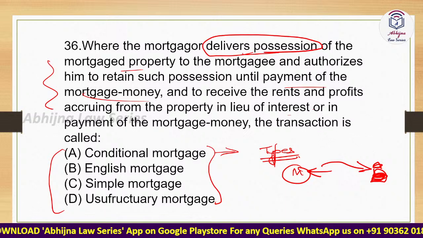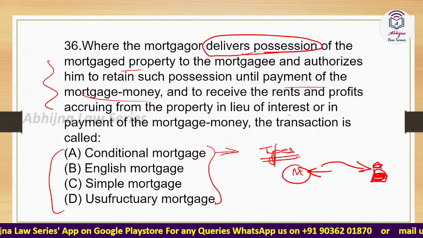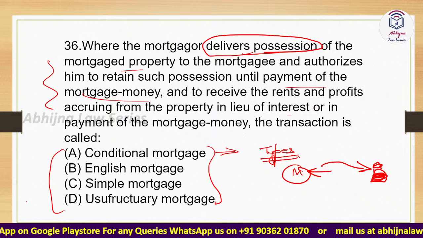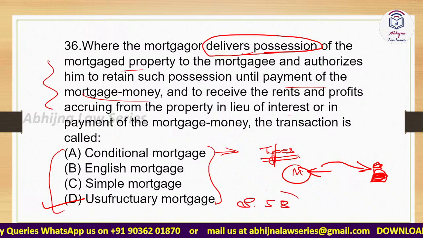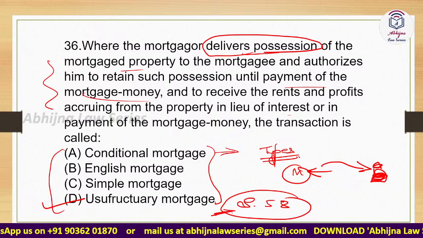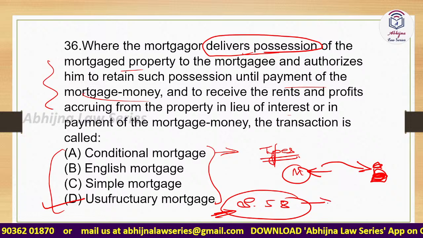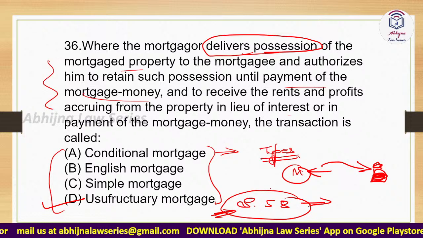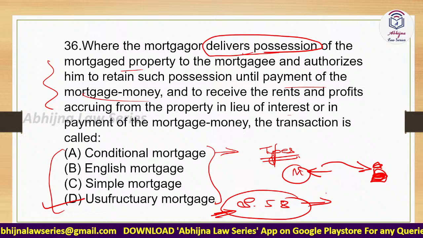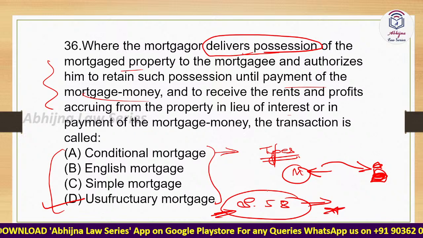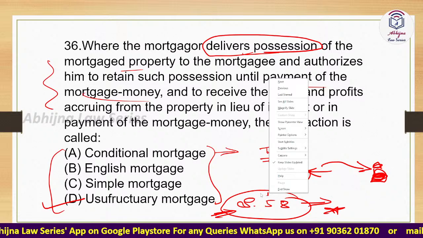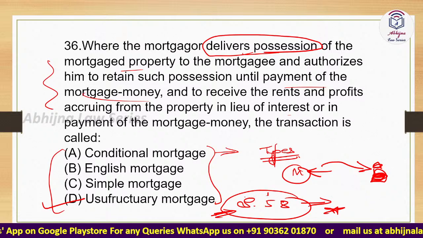So, what kind of mortgage is that? Such a mortgage is said to be a usufructuary mortgage. It is defined under section 58. Section 58 is very important in the TP Act because it gives several definitions of what is mortgage, mortgage money, mortgage deed, and it gives 6 types of mortgages. So, a very important section. A probable question may come from this section. So please note it. Section 58 is the answer.